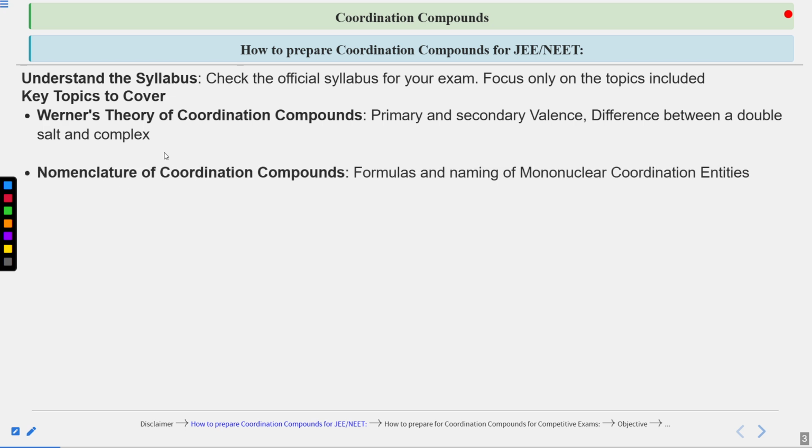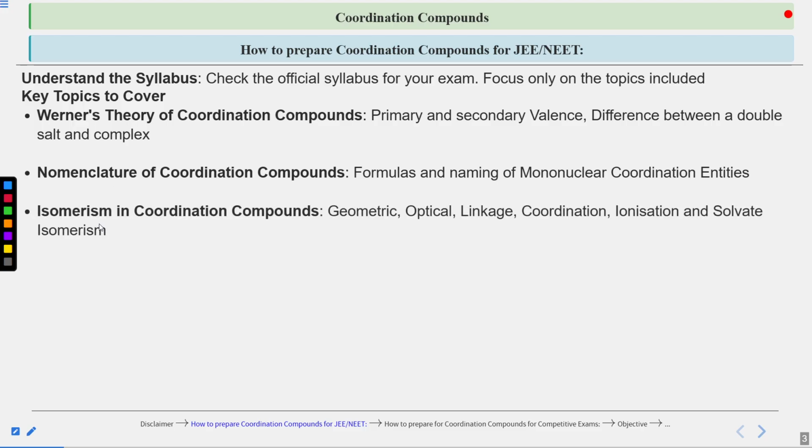Second thing is nomenclature of the coordination compounds. So how the formulas and naming of mononuclear coordination entities are done, that you can consider studying. That is a very important topic covered under this chapter, coordination compounds.